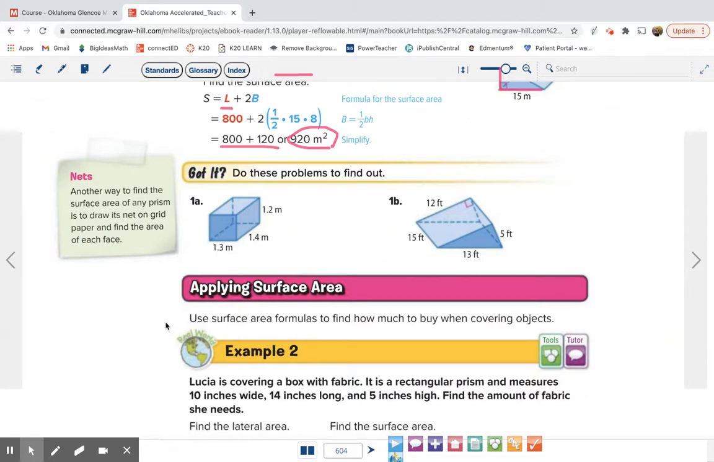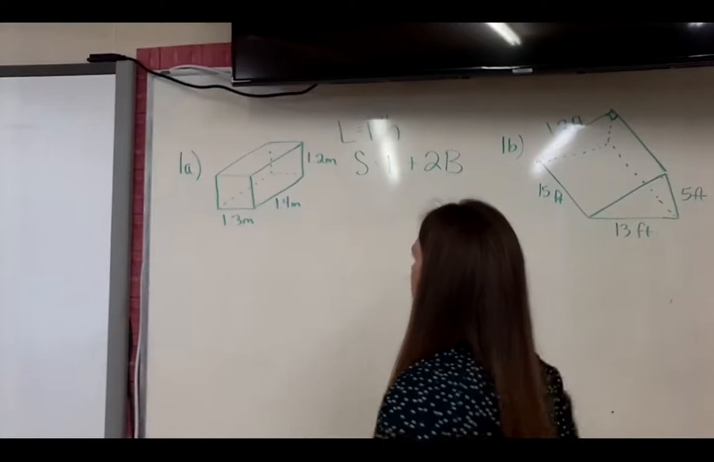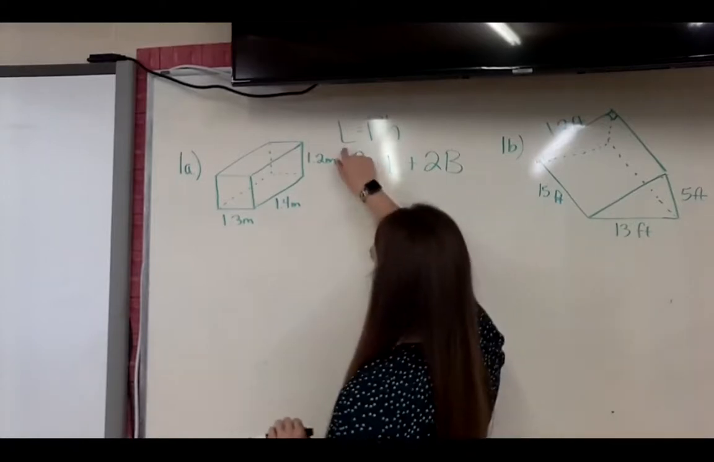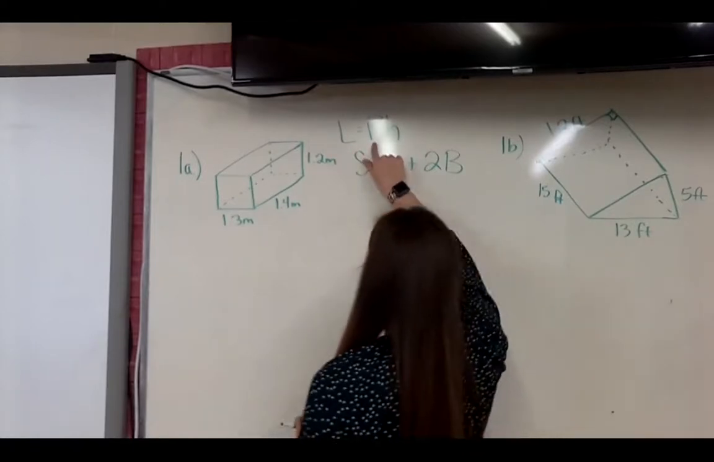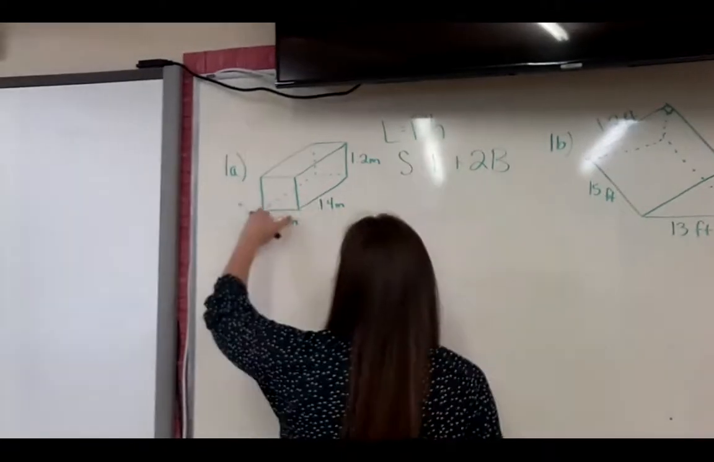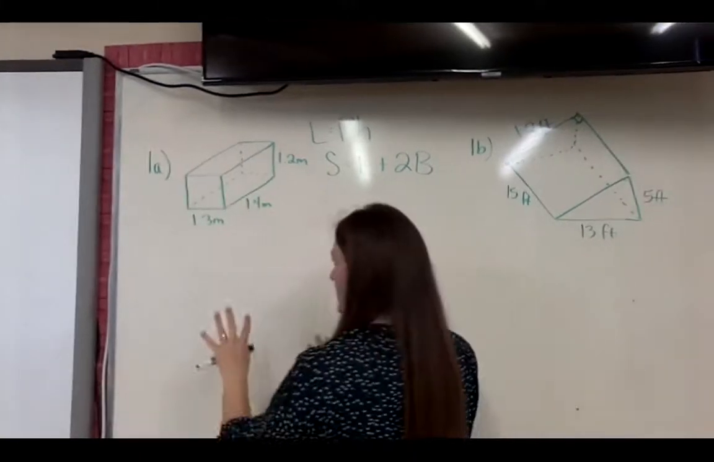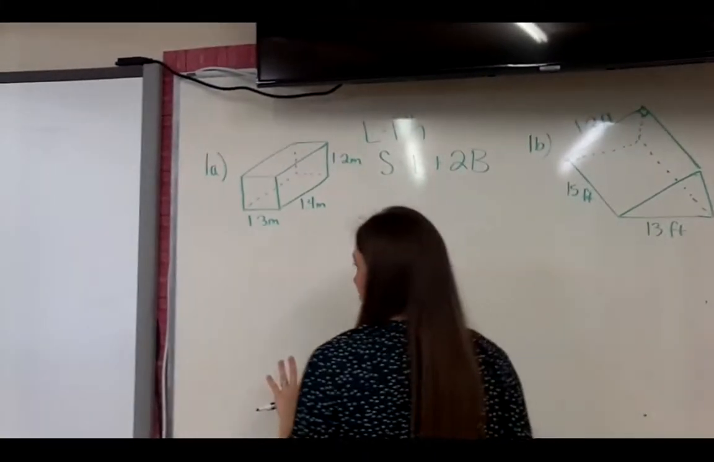Pause the video, try those, and then I'll go over it with you. On 1A and 1B, we're finding the surface area. So on 1A, we have a rectangular prism. So first we find our lateral area, L equals big P times H, where P means the perimeter of the base. Technically you could use this as your base or this rectangle on bottom. On this one, it doesn't necessarily matter because they're the same.